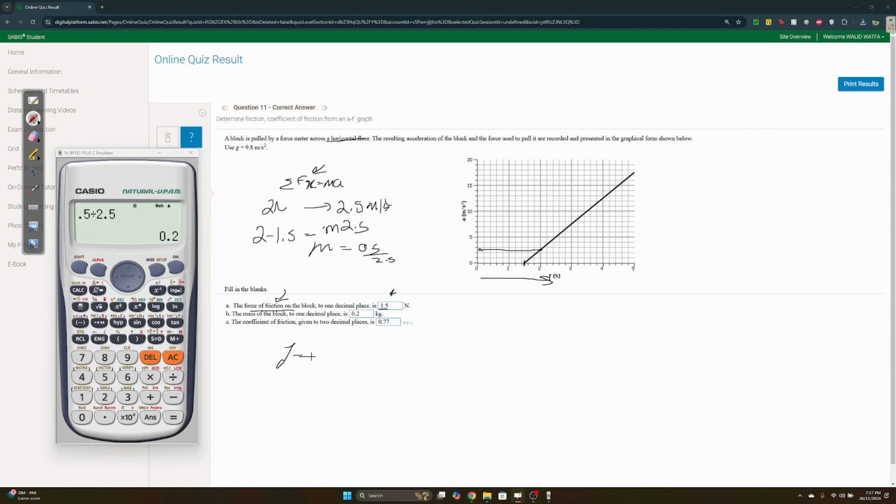Okay, the coefficient of friction. We know friction is equal to 1.5 N, and you know friction is equal to mu times N. N is the same as the weight because we're on a horizontal floor, right? So it's mu times mg. Mu we're trying to find. M is the mass, which is 0.2, g is 10. Oh, they said 9.8. Okay, how do you find mu? You just take friction, 1.5, so 1.5 divided by 0.2 divided by 9.8, and it comes out to 0.77, to 2 decimal places.